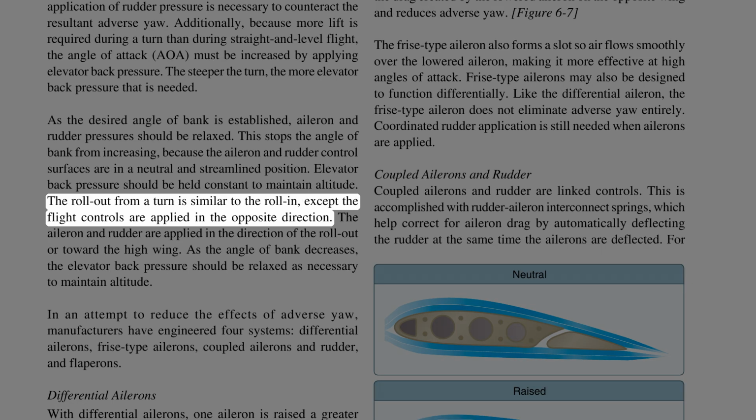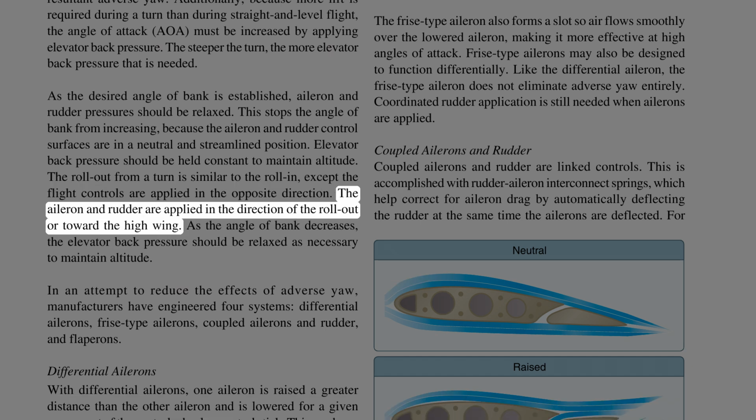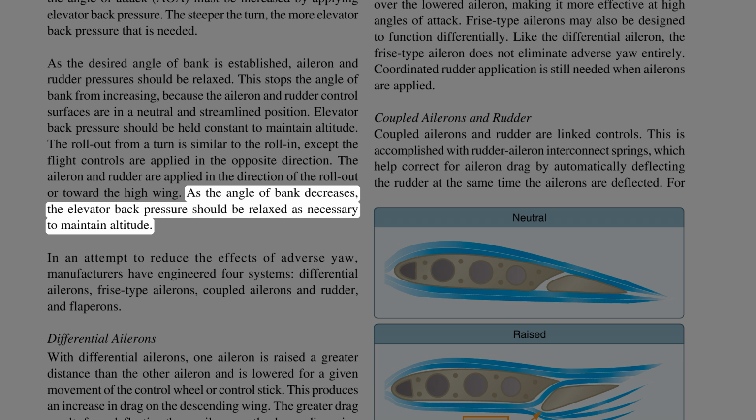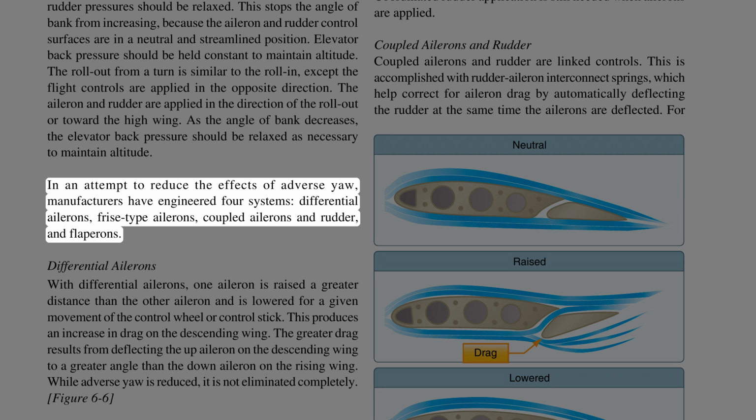The rollout from a turn is similar to the roll-in, except the flight controls are applied in the opposite direction. The aileron and rudder are applied in the direction of the rollout or toward the high wing. As the angle of bank decreases, the elevator back pressure should be relaxed as necessary to maintain altitude. In an attempt to reduce the effects of adverse yaw, manufacturers have engineered 4 systems: differential ailerons, Frise-Type ailerons, coupled ailerons and rudder, and flaperons.